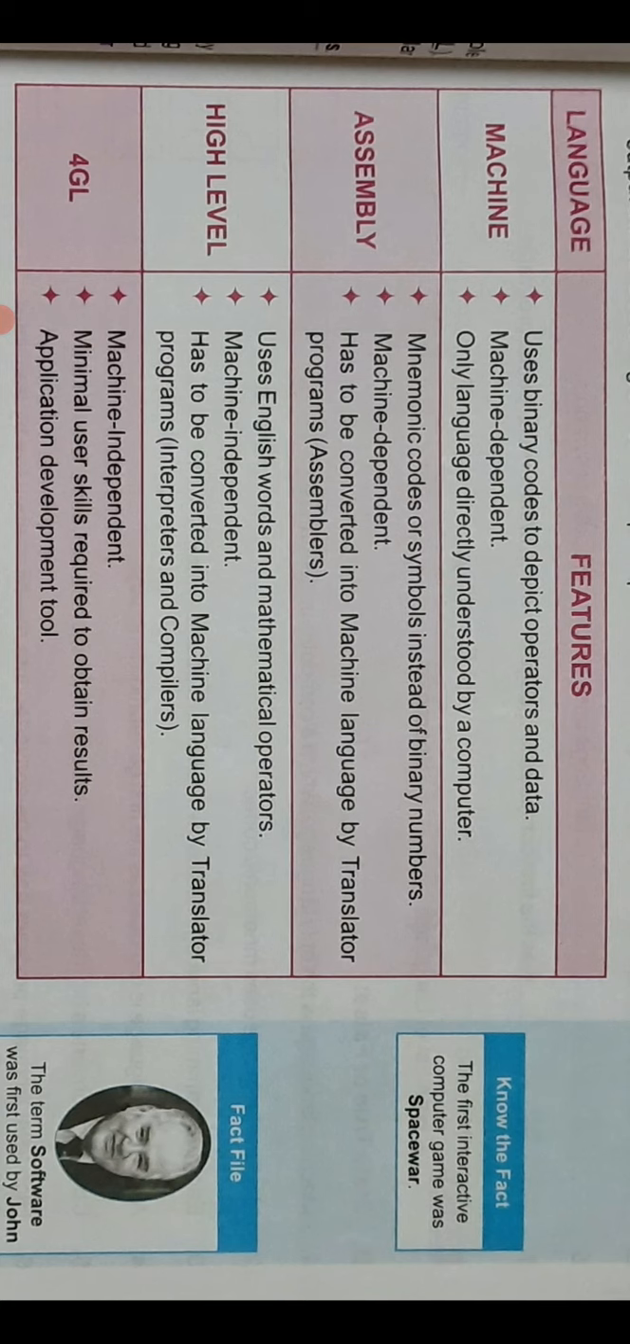Next one, only language directly understood by a computer. That is, machine level language is the only language that is directly understood by a computer. That means this language the computer can directly understand. Okay, the next one is the second generation language, called assembly language.